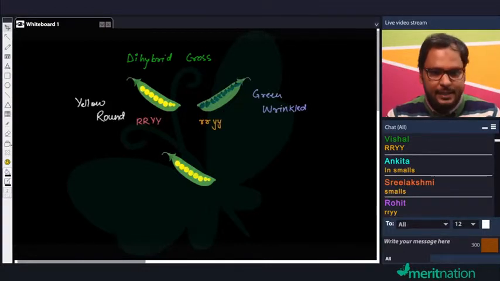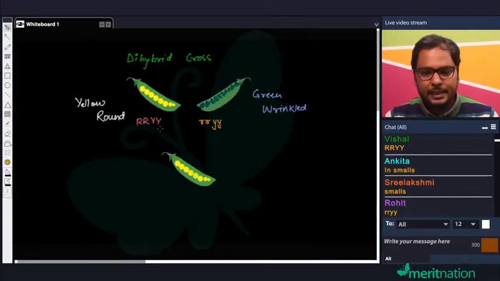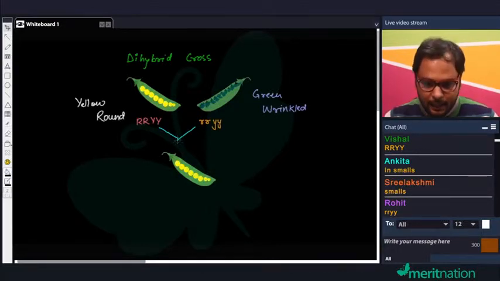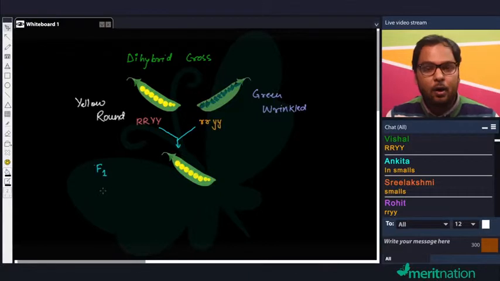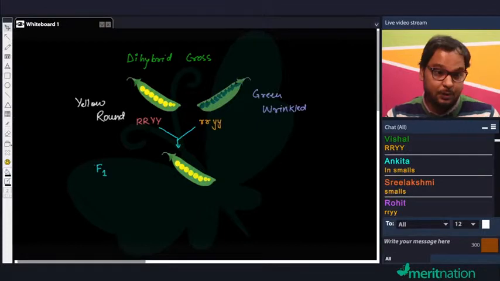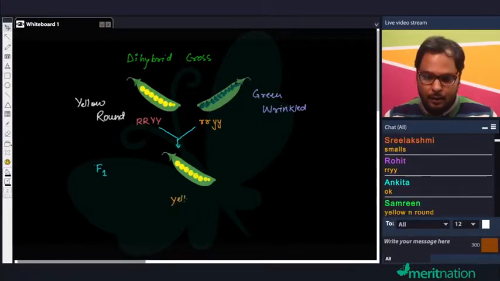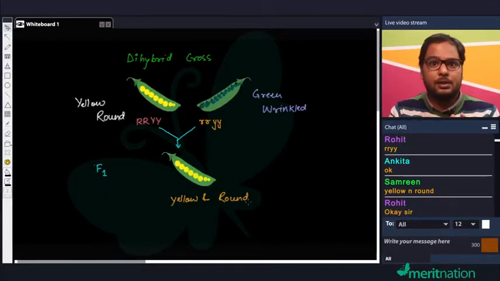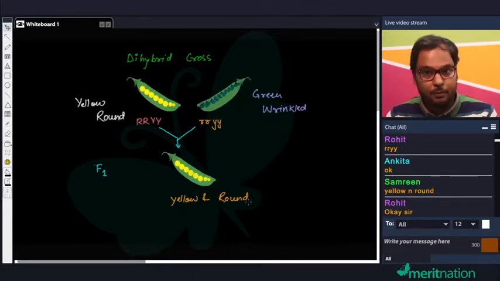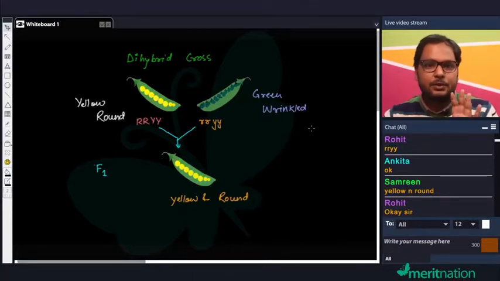Now, he crossed both these variants, and in the F1 generation he got all the seeds, which surprisingly were all yellow and round. All of them. This was pretty much different from a monohybrid cross. But he didn't stop here.